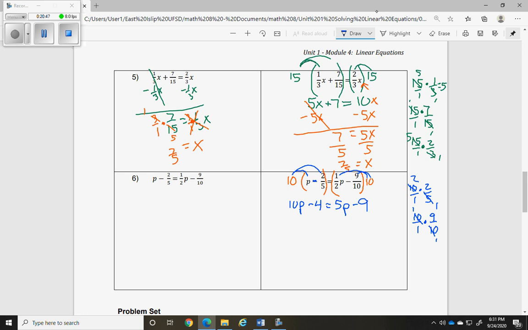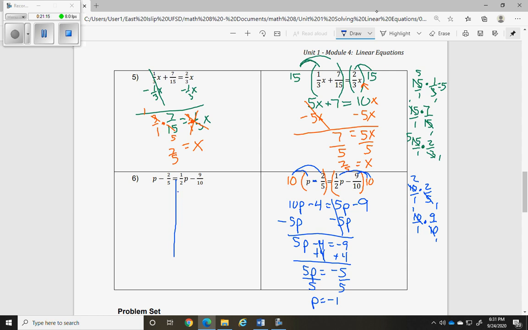All right, now this is pretty simple to solve. I'm going to subtract 5p from both sides. So 5p minus 4 equals -9. Add 4. 5p equals -5. Divide by 5. P equals -1.